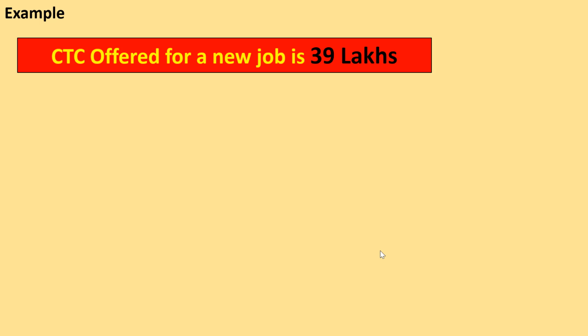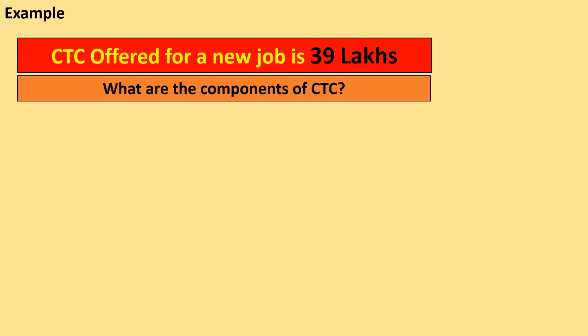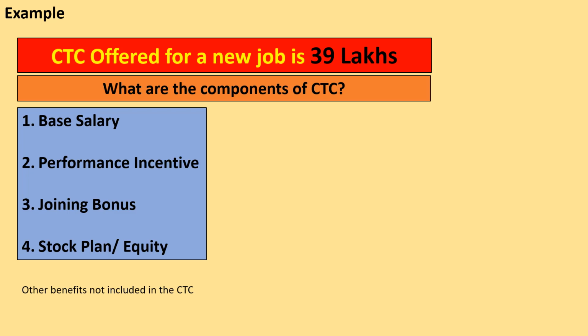So for that, let's understand the breakdown, right? The CTC breakdown has several components. Some of these components are base salary, performance incentive, joining bonus, and stock or equity, right? There are some other benefits like medical, mediclaim, insurance, and things like that, which are not included. But these are primarily the four components, right?